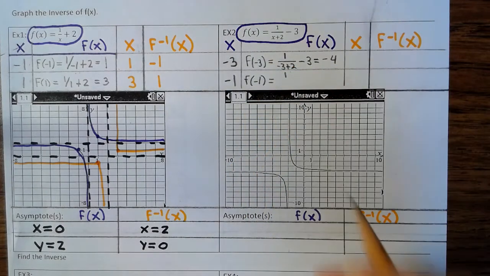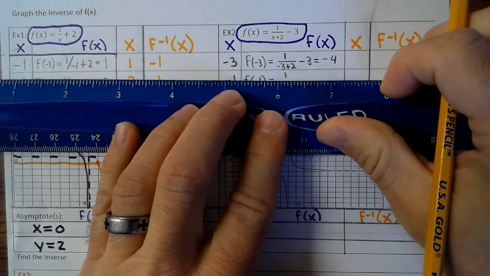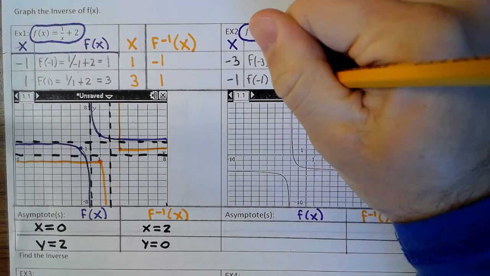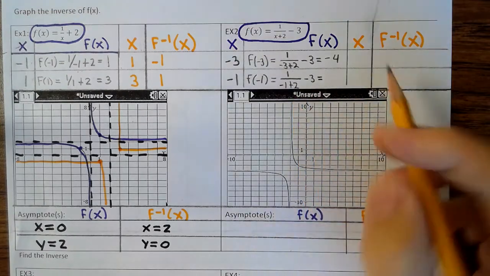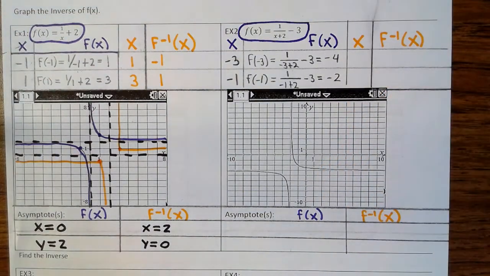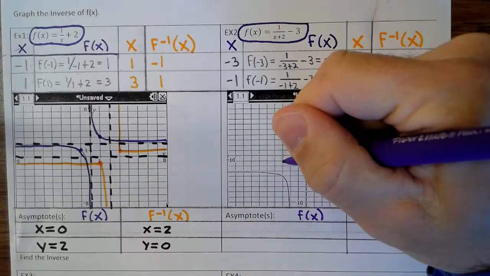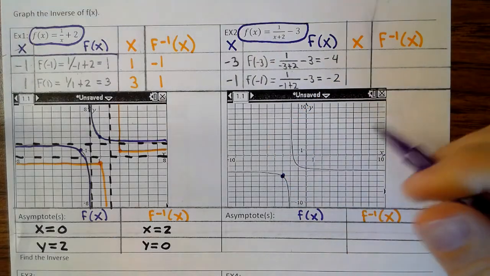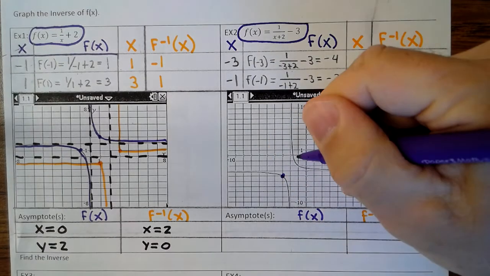So that's 1 divided by -1 plus 2 minus 3. Well, that's 1 divided by 1 is 1, minus 3 is -2. Okay, so let's graph those points. So -3, -4. And -1, -2.